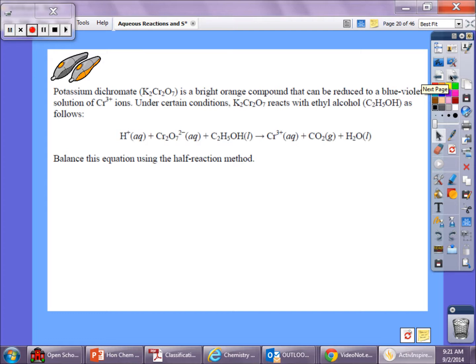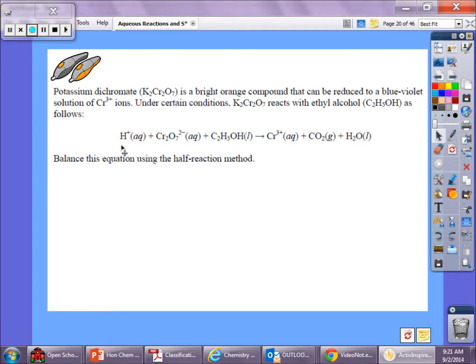This was the last page of the notes for part 2. Let's see if we can solve this equation. You help me, please. Keep your eyes on me, because I can make a mistake. The first thing you need to do when they ask you to balance a redox is assign an oxidation number to each and every element in that equation, so you will know which one has been oxidized and which one has been reduced, so you can split it into half reactions.